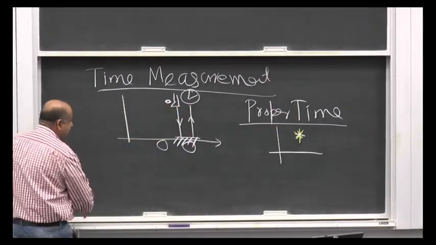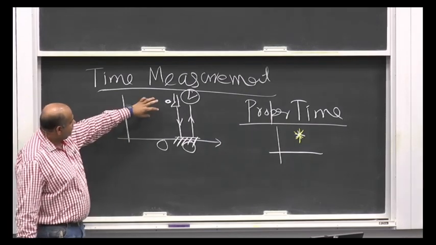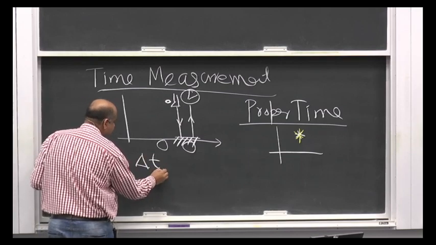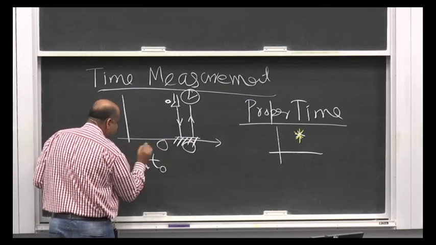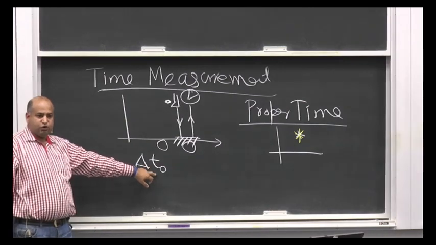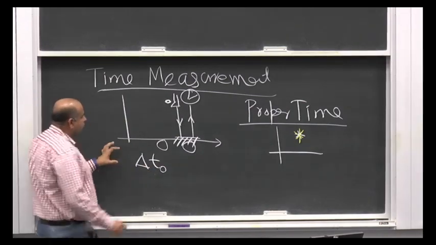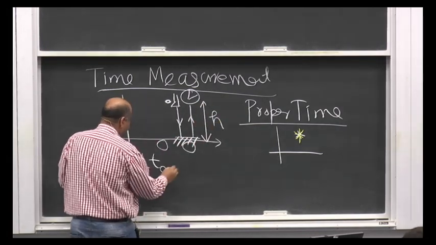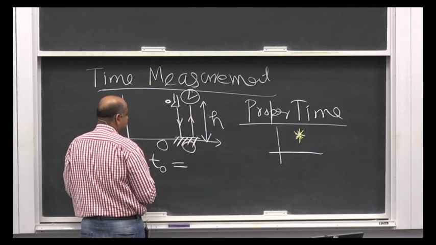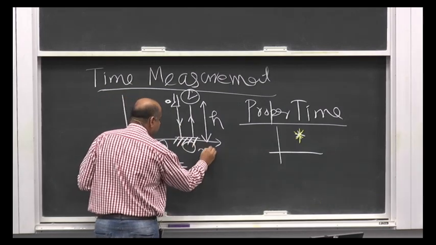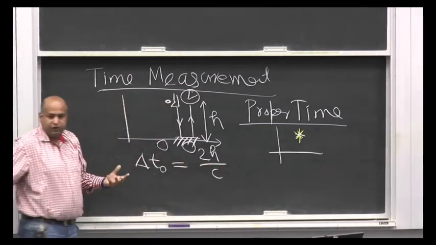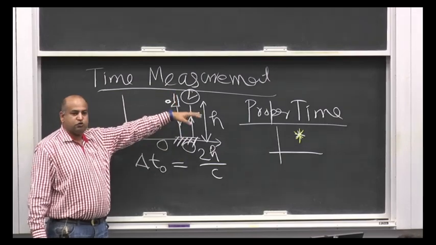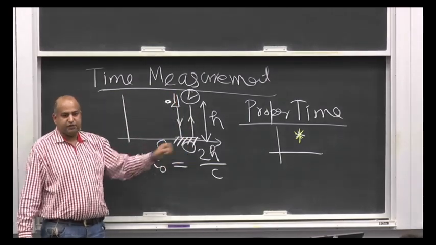Okay, so I'll take questions just after this. Let's say she measured time delta t. And since it's a proper time, I will always label proper times with a zero under them. So if this height is h, what's the time interval? 2h over c, right? So c is the speed of light. It went h this way, so the total distance 2h divided by c is the time interval.